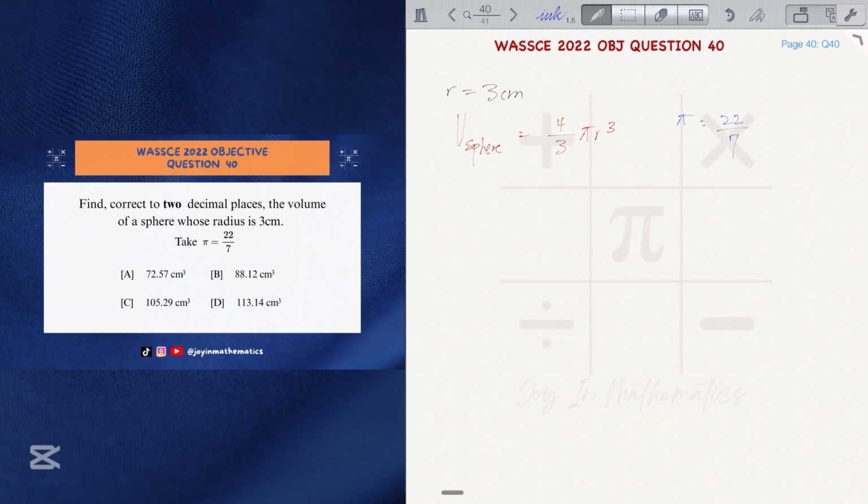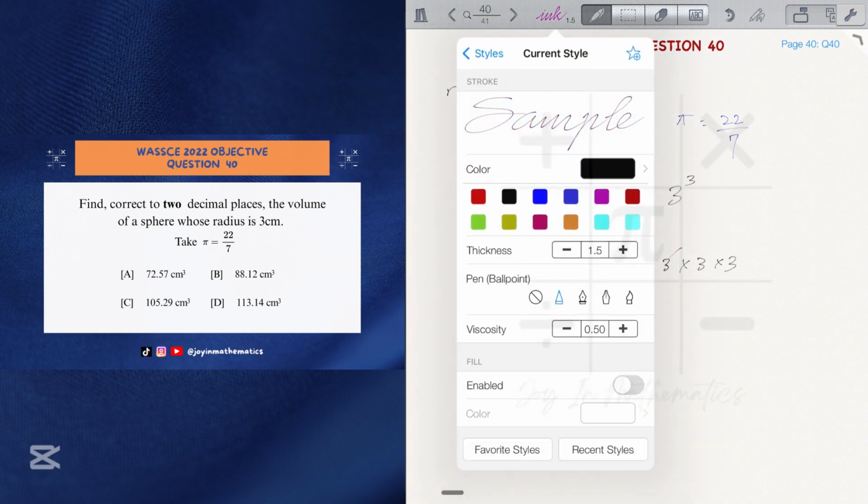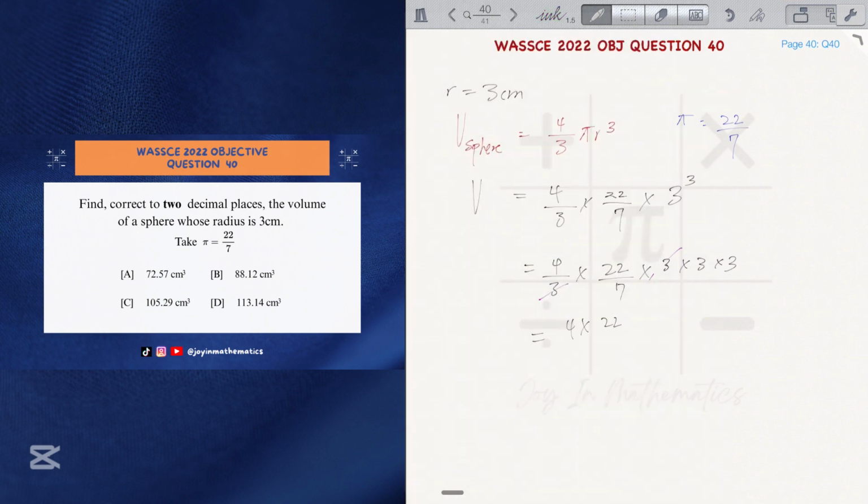All we have to do is substitute our values. So volume will be 4 over 3 multiplied by pi. We are given pi to be 22 over 7, and we are given the radius to be equal to 3, so 3 raised to the power of 3. If we simplify this further, this will be 4 over 3 multiplied by 22 over 7 multiplied by 3 multiplied by 3 multiplied by 3. So we'll have a 3 nullifying a 3 here, and we will have 4 multiplied by 22 multiplied by 3 multiplied by 3 divided by 7.